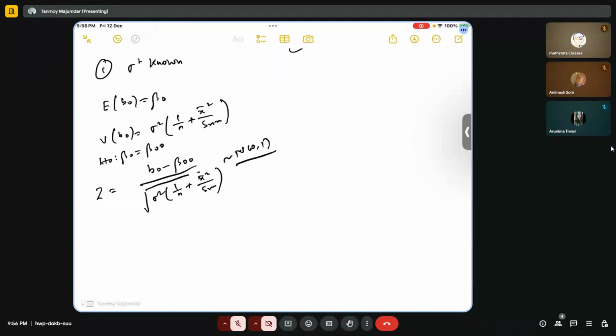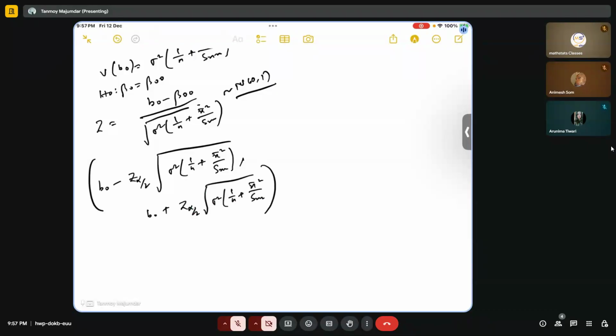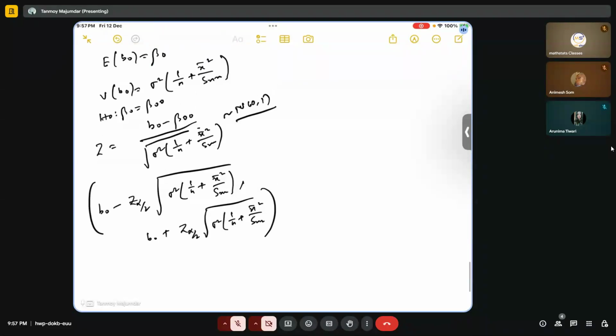So of course we can also find the confidence interval of beta naught. What is the confidence interval? The lower limit is B naught minus z alpha by 2 into the root of sigma square times (1 by n plus x bar square by Sxx), and the upper limit will be B naught plus z alpha by 2 into the root of sigma square times (1 by n plus x bar square by Sxx). This term is our confidence interval for beta naught. So of course we can use this formula for calculating the confidence interval when sigma square is known.